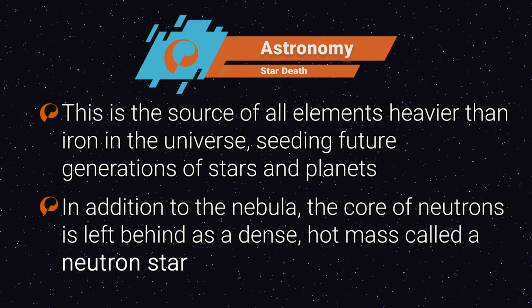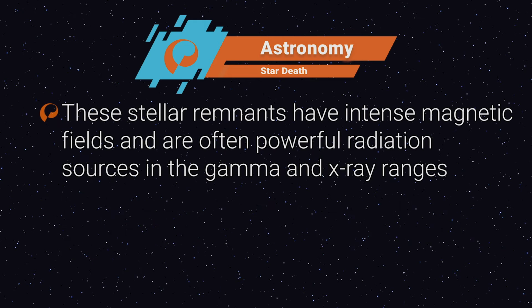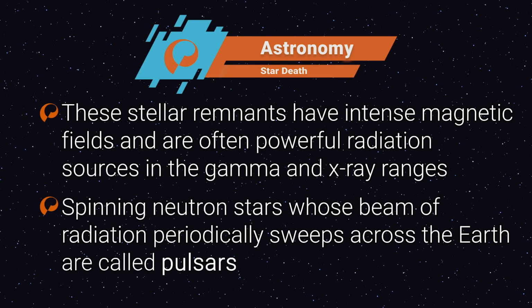In addition to the nebula, the core of neutrons is left behind as a dense, hot mass called a neutron star. These stellar remnants have intense magnetic fields and are often powerful radiation sources in the gamma and X-ray ranges. Spinning neutron stars whose beam of radiation periodically sweeps across the Earth are called pulsars.